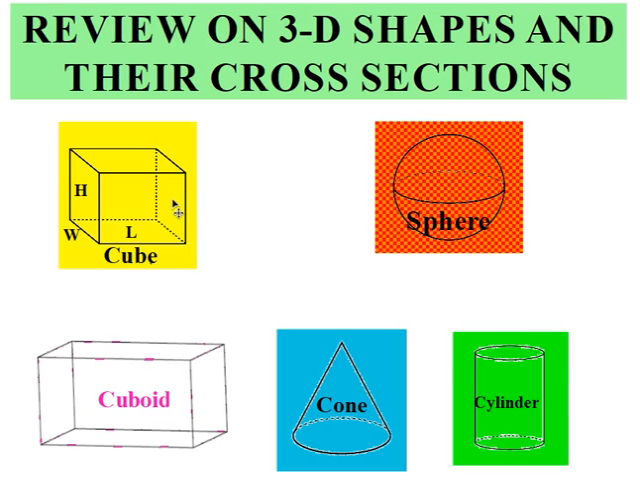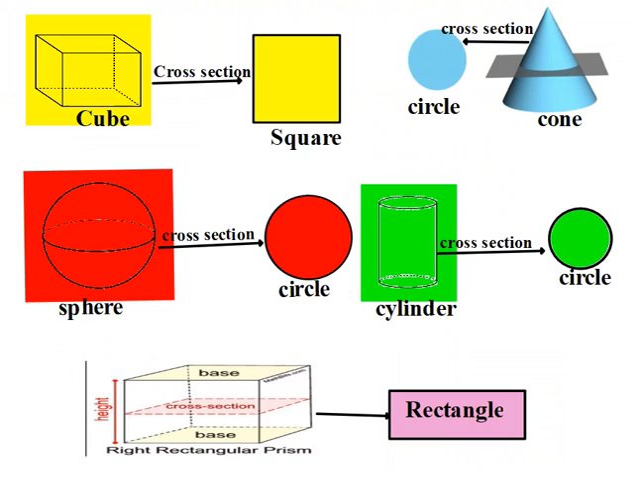We learned of a cube being a 3D shape, a sphere being a 3D shape, cuboid being a 3D shape, cone being a 3D shape, then cylinder being a 3D shape. I trust you remember what we learned in our previous lesson. Then let's look at their cross-section as a way of revising what we learned in our previous lesson.